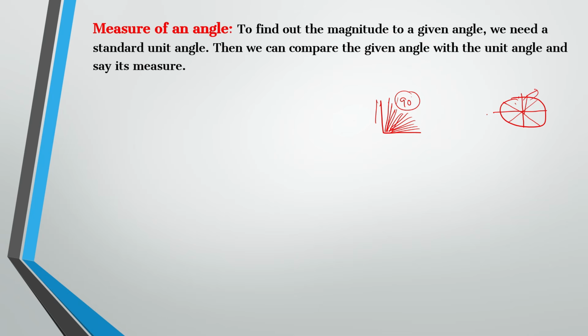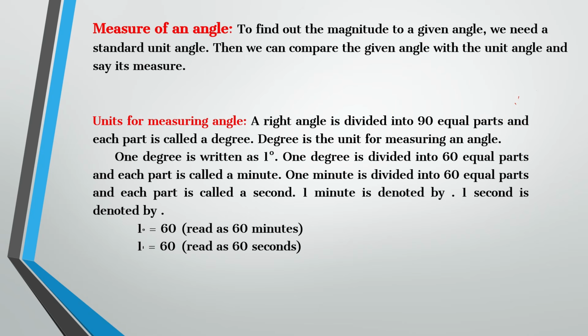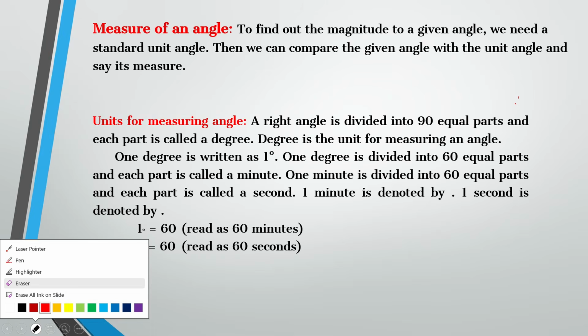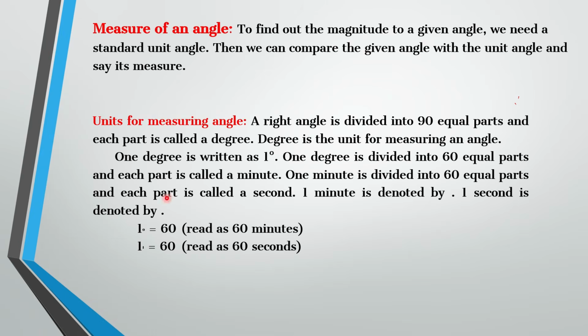Then each part is known as 1 minute, and that 1 minute is divided into 60 equal parts. Then each part is known as 1 second. So what is the definition of degree? A right angle is divided into 90 equal parts, then each part is called a degree, and degree is a unit for measuring the angle, and 1 degree is written as 1°.